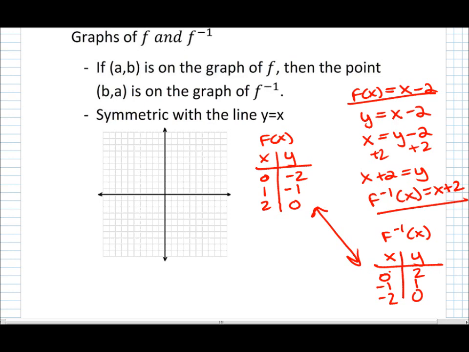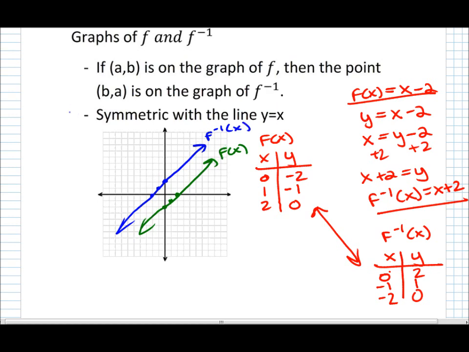So notice if I graph f of x: 0, -2, 1, -1, 2, 0. And there's f of x, x minus 2. Then if I graph the inverse, so 0, 2, -1, 1, -2, 0. Notice there's the inverse.